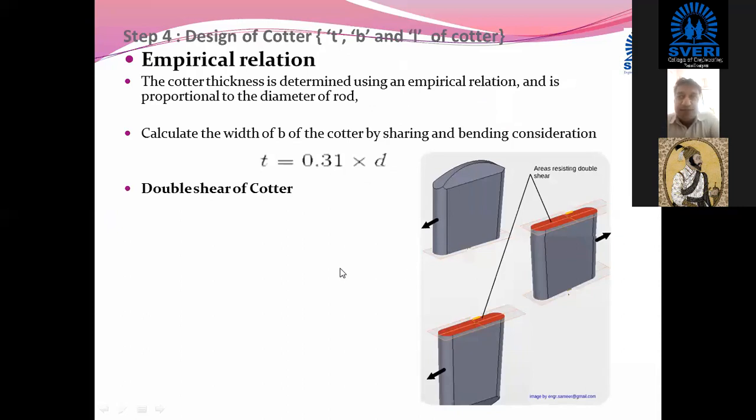Now we have calculated the socket dimensions. Now we are going to check whether this thickness decided from the empirical formula, and the width which we have calculated already for the pin, and the length of that pin, that is how much this distance should be, that dimension you have to calculate regarding the pin. You are going to call it the design of the cotter pin.